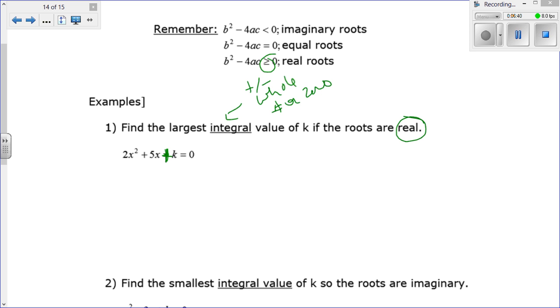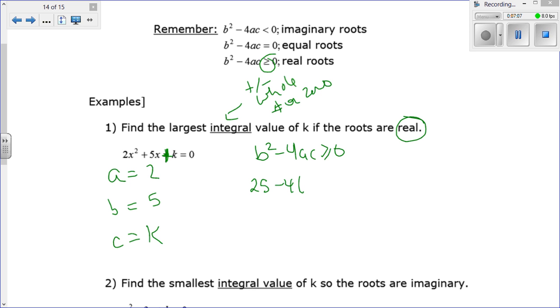If I have 2x squared plus 5x plus k equals 0, I want to use the discriminant b squared minus 4ac is greater than or equal to 0. Well, I have to identify what a is, what b is, and what c is. A is 2, b is 5, and c is k. So when I substitute in, b squared is 25 minus 4 times 2 times k is greater than or equal to 0. So I end up with 25 minus 8k is greater than or equal to 0.